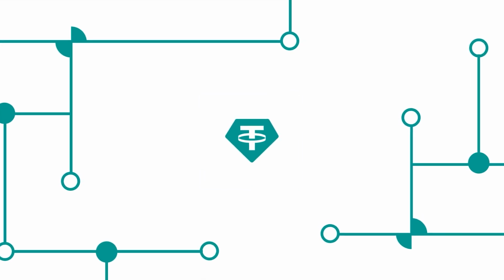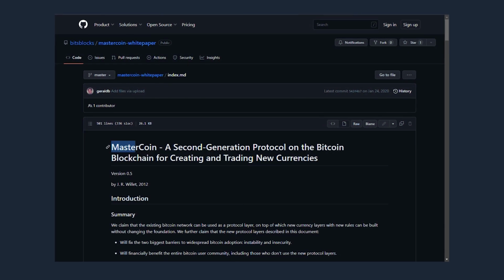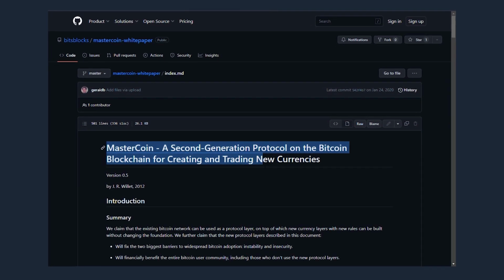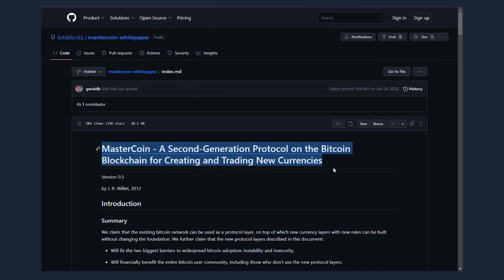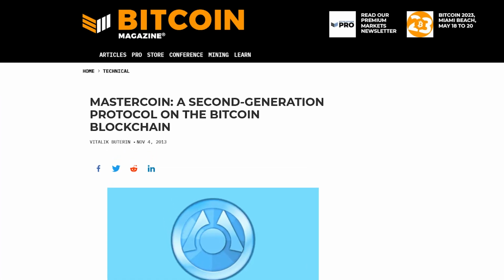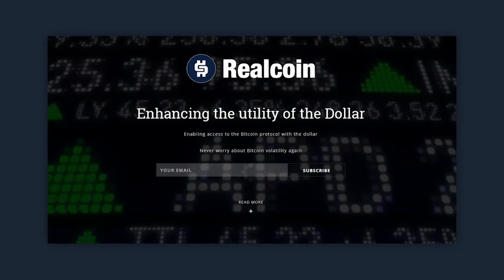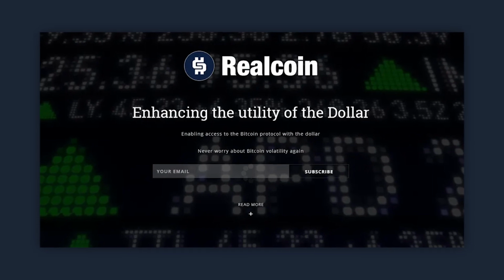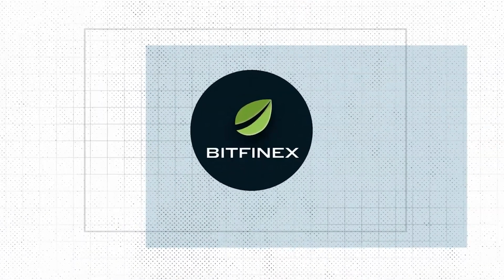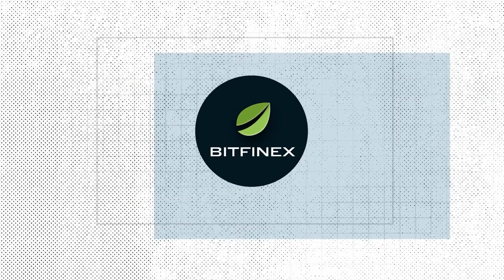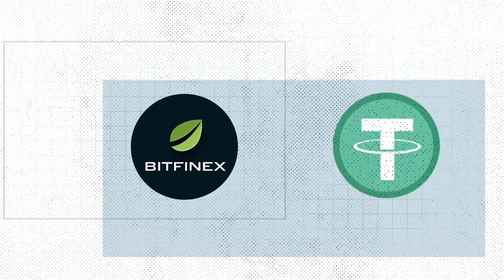The roots of Tether can be traced back to J.R. Willett's 2012 white paper, which introduced the groundbreaking concept of creating cryptocurrencies on the Bitcoin blockchain. This concept found its implementation in Mastercoin, laying the foundation for Tether. Tether, initially named Realcoin, entered the scene in 2014. Its integration with Bitfinex, a leading cryptocurrency exchange, played a vital role in its growth. Tether and Bitfinex share intertwined leadership, with Bitfinex officials actively involved in establishing Tether Holdings Limited.